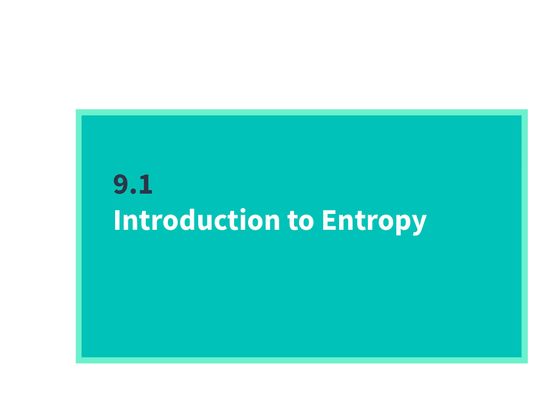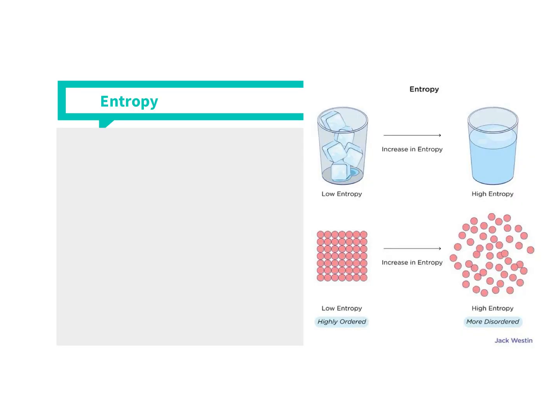Hi everyone, today we're going to start Unit 9 with Topic 9.1, Introduction to Entropy. So entropy is a measurement of randomness, otherwise known as disorder, in a system.